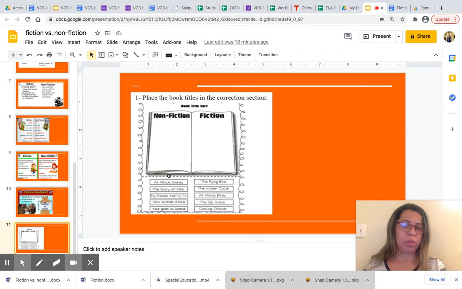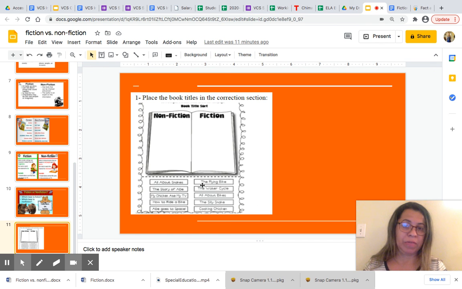I have also included this activity with the video. In this activity, you are going to place the book titles. You see here on the bottom, we have all these book titles: All About Snakes, The Flying Bike. So what you're going to do, you are going to place All About Snakes. Is this title fiction or non-fiction? It is non-fiction because in this book you will learn everything about snakes. So I'll put it here.